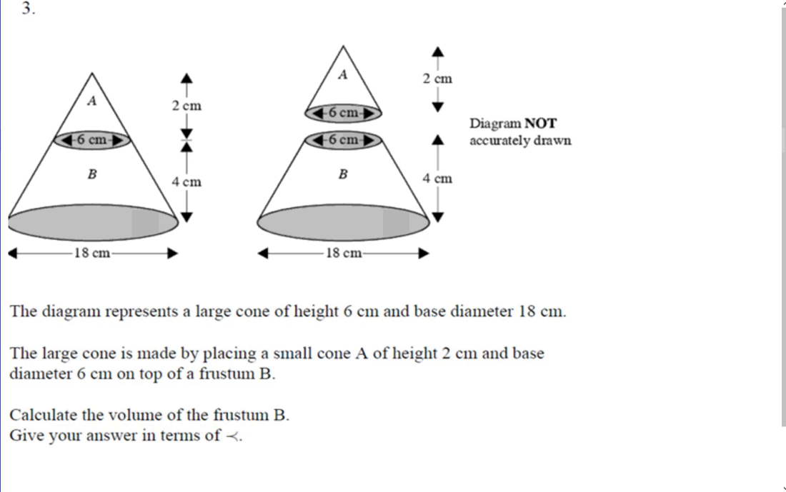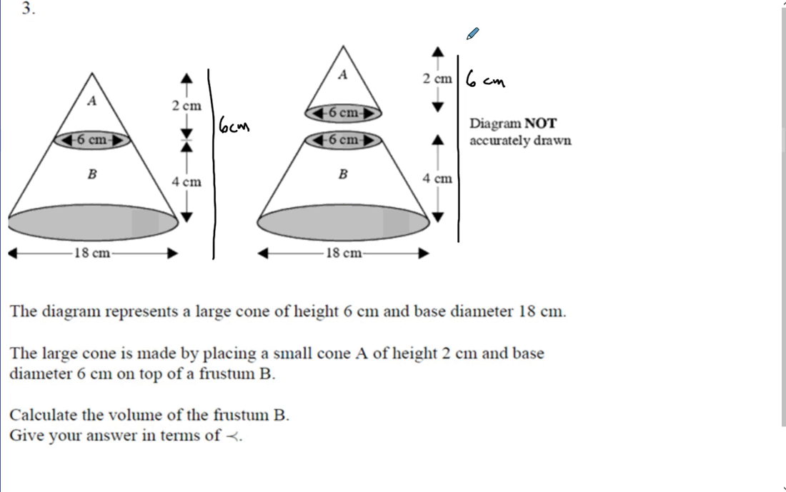The diagram represents a large cone of height 6 centimeters. Okay, let's just make that a bit more obvious. 6 centimeters. And base diameter 18. The large cone is made by placing a small cone A of height 2 centimeters and base 6 centimeters on top of frustum B. Calculate the volume of frustum B.